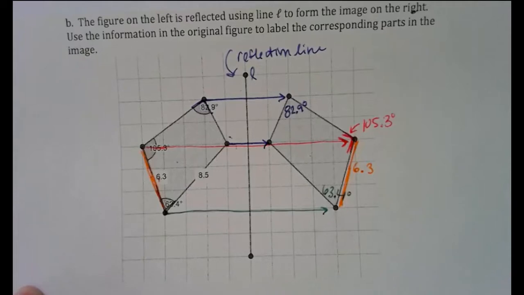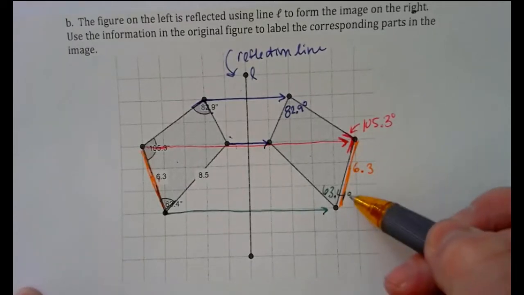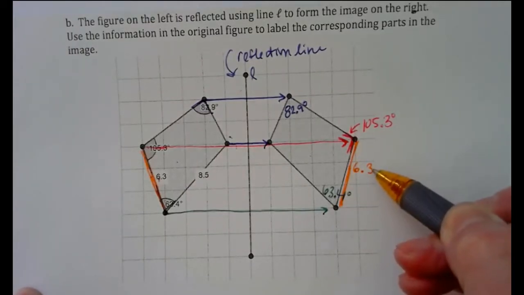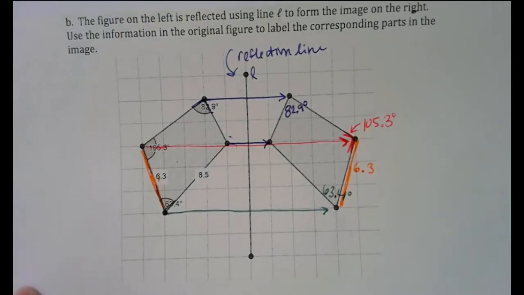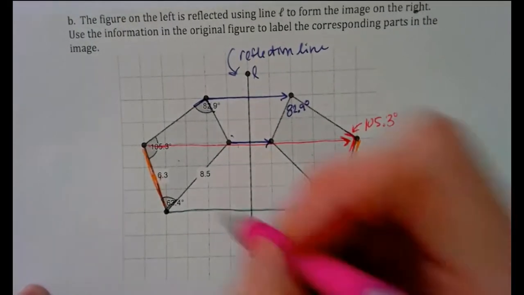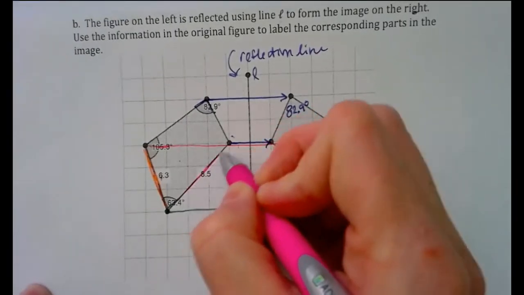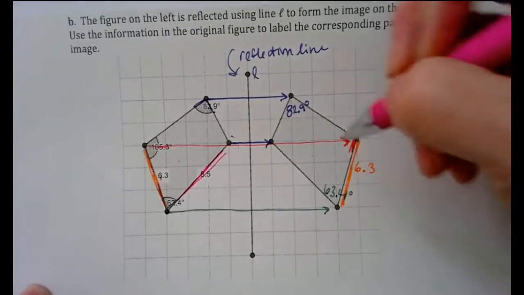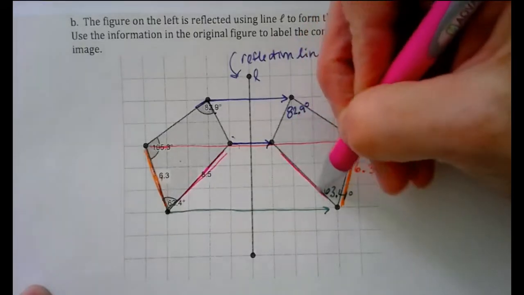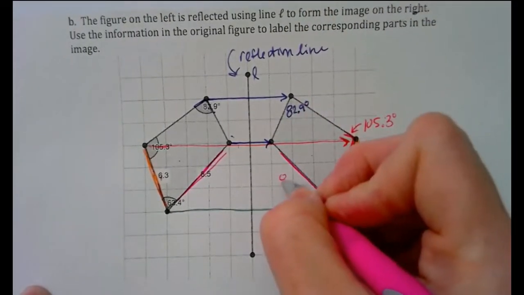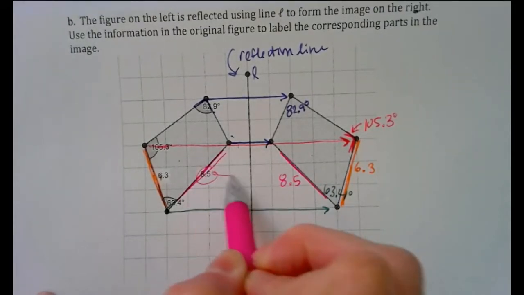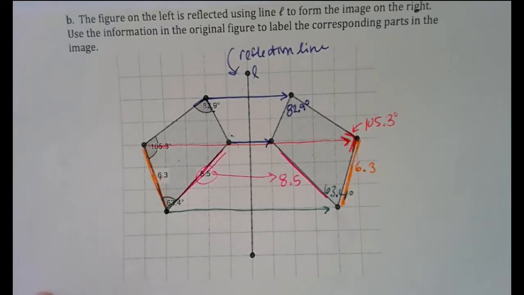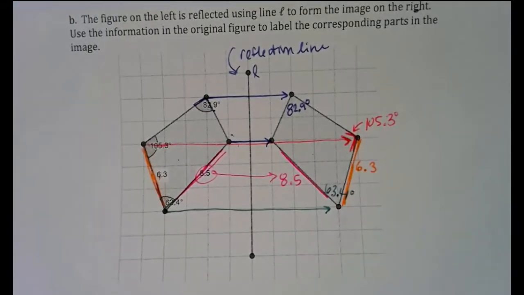This is why it's important that you put the degree symbols, because that will help me see that you understand the difference between a unit measurement here for the length of the side compared to the measurement of the angle. And then we have this side over here, right here, corresponds to this side, and it's 8.5. That's it.